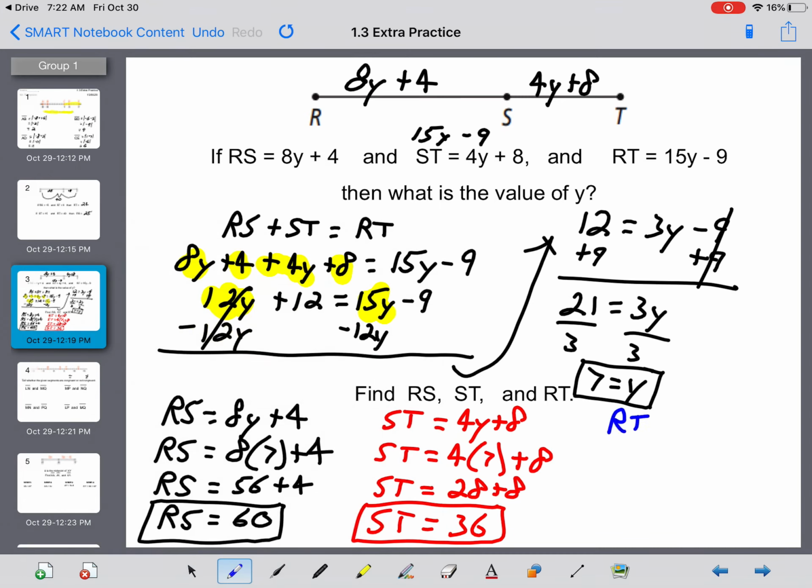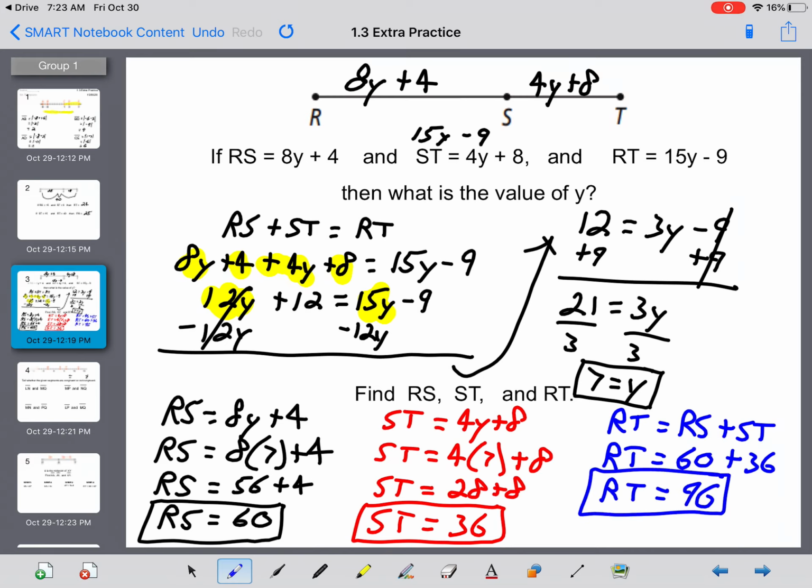Okay, the last one, RT, is equal to RS plus ST. So RT is equal to 60 plus 36, which makes RT 96.